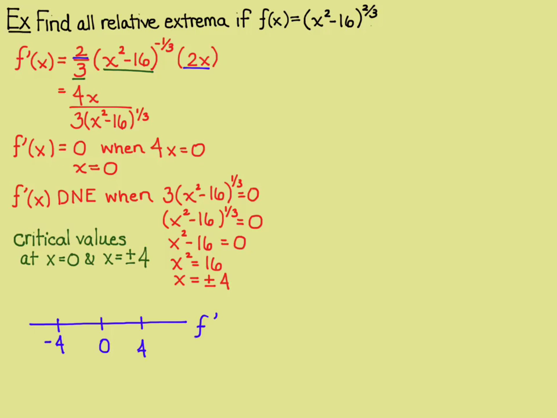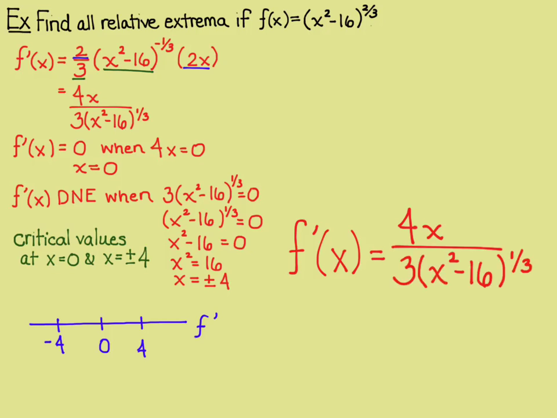I now draw my number line just like I've been doing, and I mark off on the number line all of my critical values. Now I'm going to rewrite my simplified derivative, and I'm going to pick any number I want in any of these intervals from negative infinity to negative 4, from negative 4 to 0, from 0 to 4, and from 4 to infinity. And using any number I want in those intervals, I'll plug them into the derivative to determine whether the function is increasing or decreasing. So here I've rewritten my derivative.